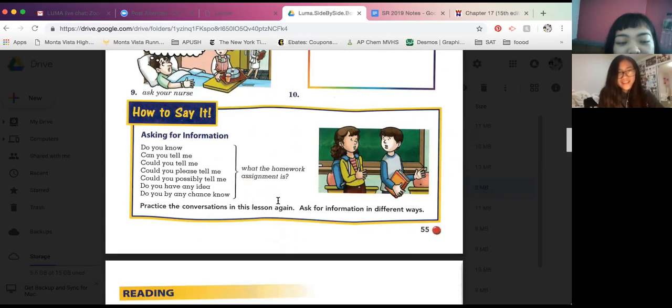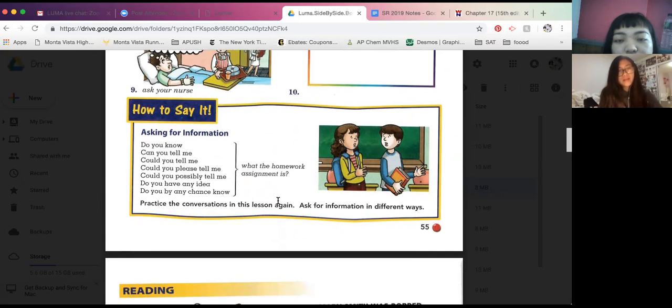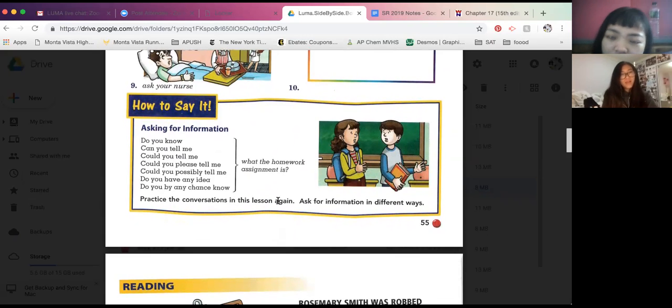So which one will you use, can or could, with your friends or your family? I guess the most informal one is, do you know? The rest of them are kind of awkward. I wouldn't really use them that much. With your friends it's more like, do you know? The ones like, could you please tell me, or could you possibly tell me, do you have any idea, or do you by any chance know?